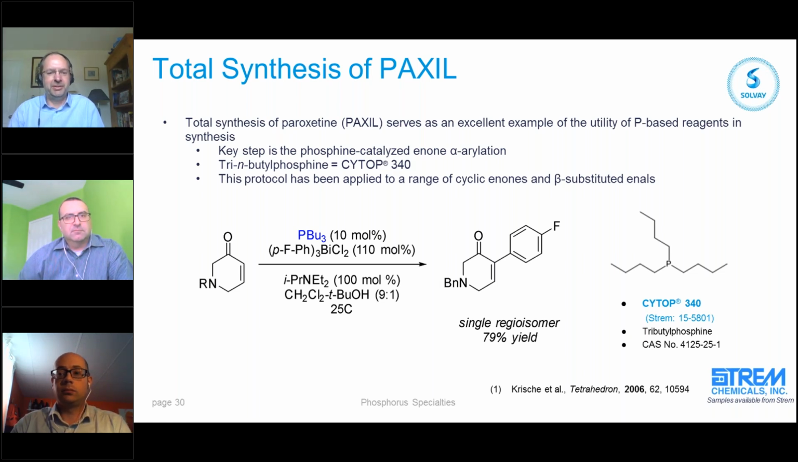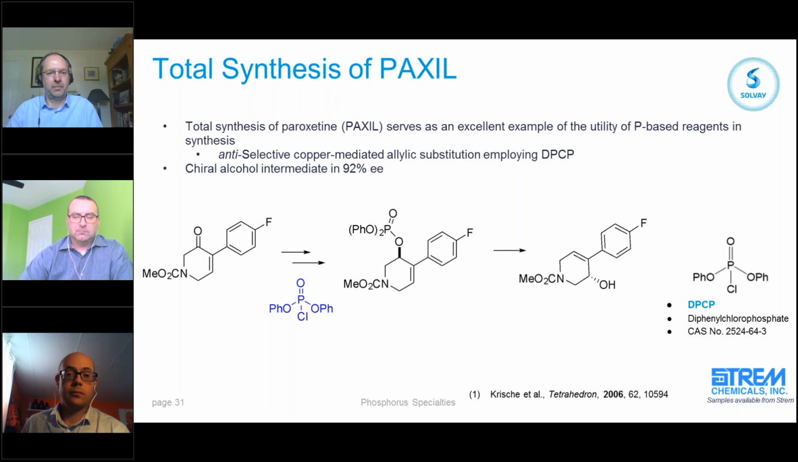So in the total synthesis, this next step is described as the key step, and in this case, tributylphosphine is used as the catalyst for the alpha arylation using a bismuth-based reagent, and the ketone is arylated regioselectively. This compares well with complementary traditional palladium catalyst routes in that Hünig's base is used here as opposed to a strong base, and the regiospecific enolate generation is much higher than is obtained using palladium catalysis.